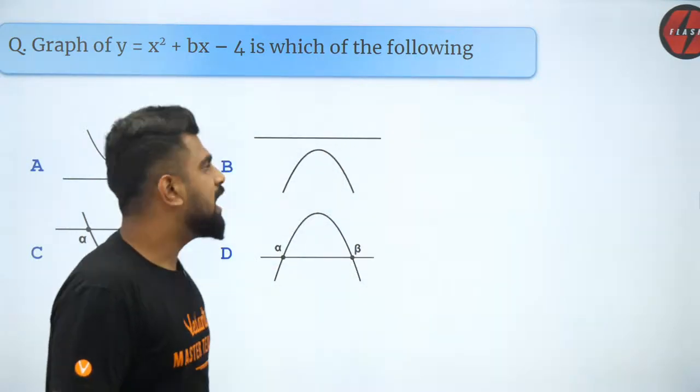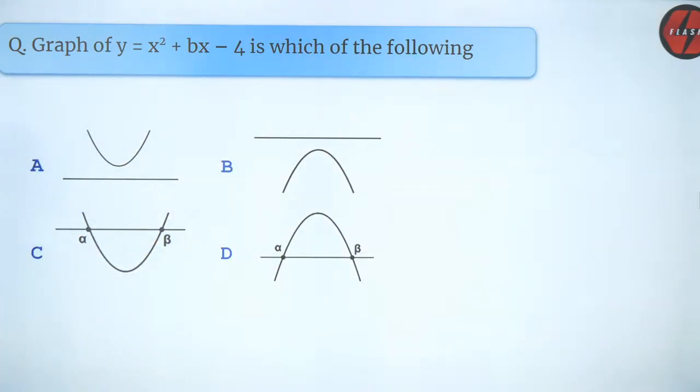So now I have a question for you. The graph of x square plus bx minus 4 is which of the following? Suhas is asking, sir, can you show the previous slide? The previous slide, I have removed the writing, man. Guys, please be careful. I want you to answer it correctly.